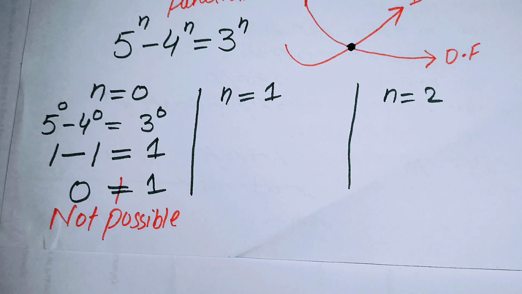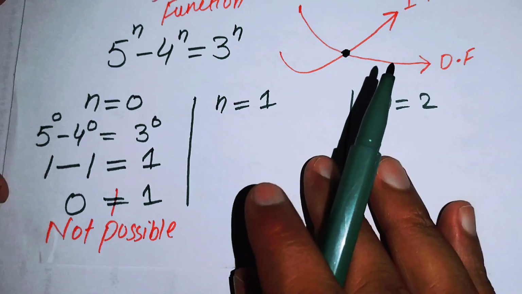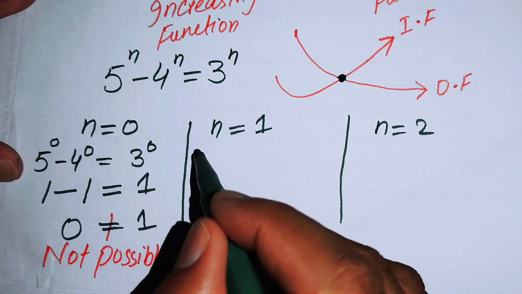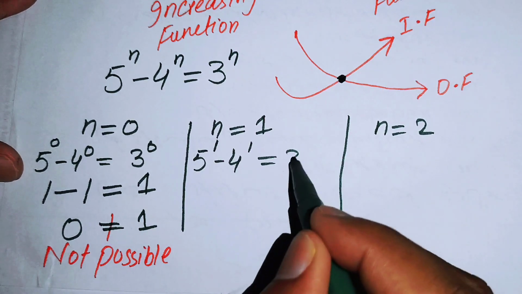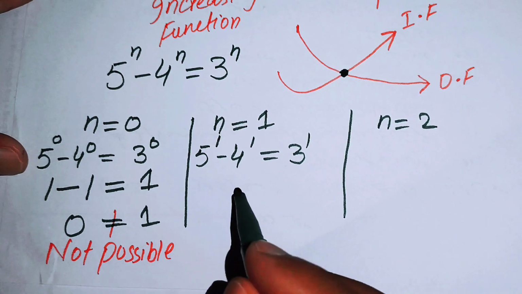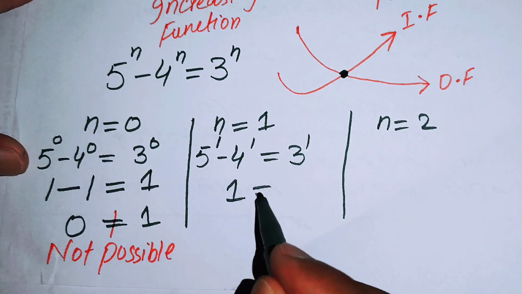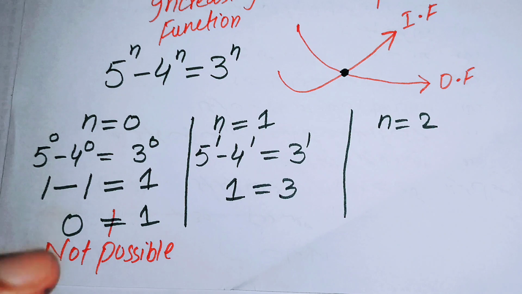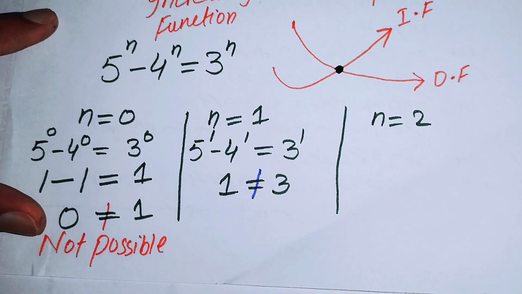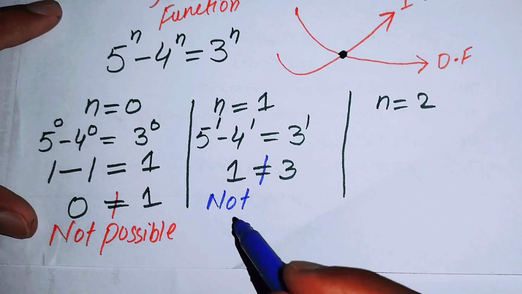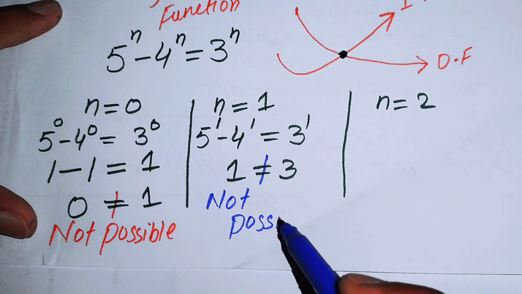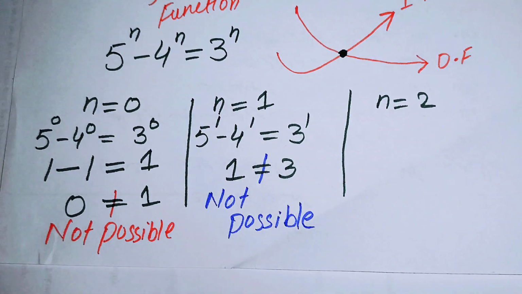Now we check n is equal to 1. When you put n is equal to 1 here, you get 5 to the power of 1 minus 4 to the power of 1 is equal to 3 to the power of 1. So 5 minus 4 is equal to 1, is equal to 3. Again, you see that 1 is not equal to 3, so it is not possible, and we reject this case again.